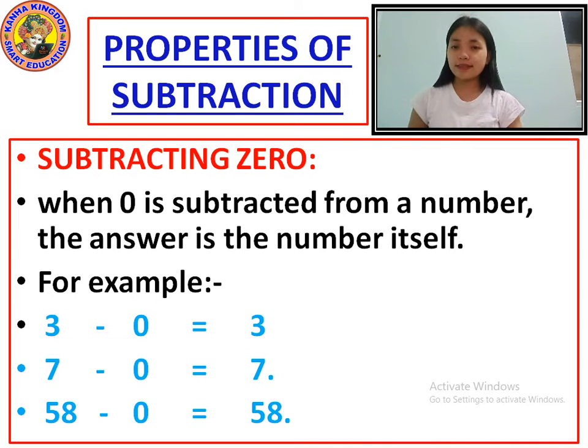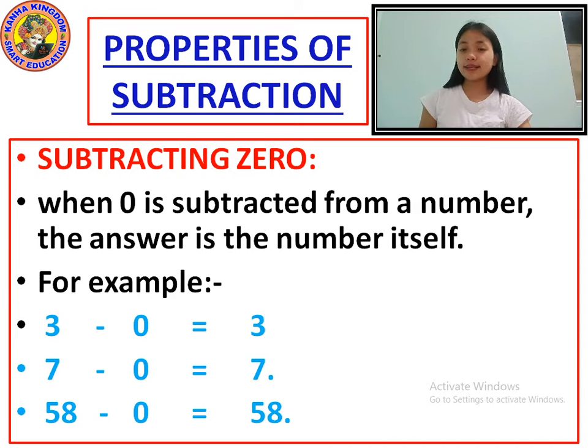So the second example, 7 minus 0. You have 7, and you have to subtract 0 from 7. 0 means nothing. So when you subtract 0 from 7, you will get 7 as the answer, because when 0 is subtracted from a number, the answer is the number itself. For example, 7 minus 0 is 7.